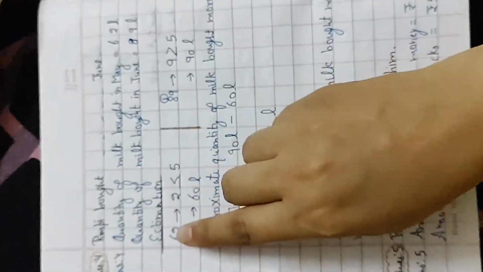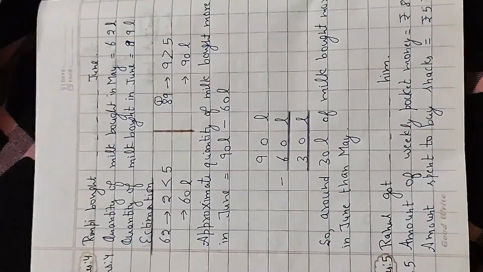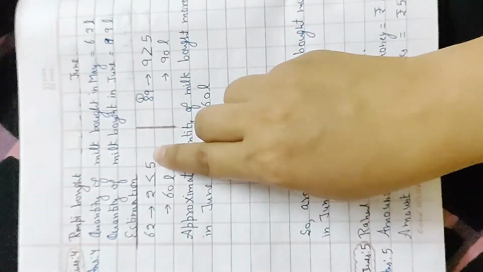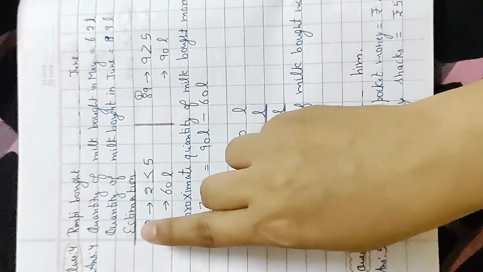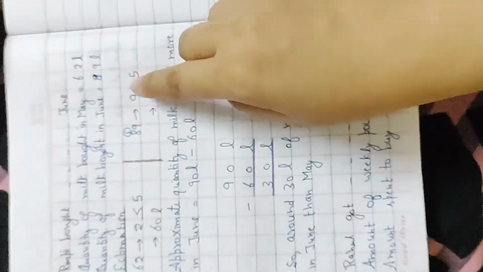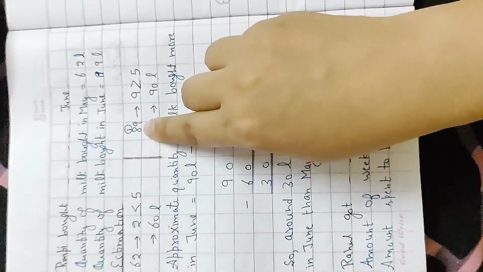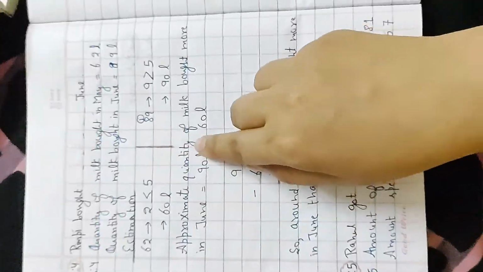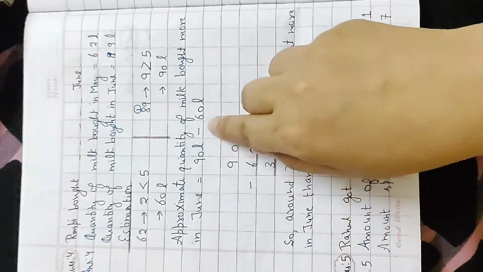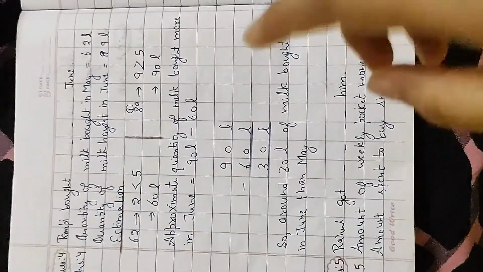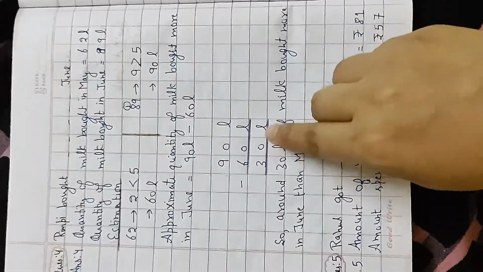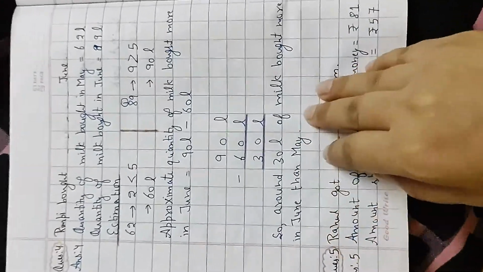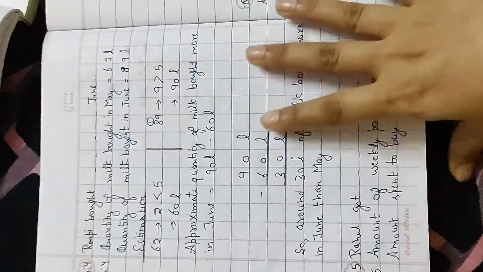Okay, firstly we will estimate. 62 liters is given, so 2 we will compare with 5, we will not add 1 at 6, so it will be 60 liters. 89, 9 we will compare with 5, 9 is bigger than 5, so we add 1 here, 8 plus 1 is 9 and 9 will become 0, so 90 liters. The approximate quantity of milk bought more in June is 90 liters minus 60 liters, so 90 minus 60 is 30. You have to write liters, it is compulsory. So around 30 liters of milk was bought more in June than May, because we have to give the estimation only.